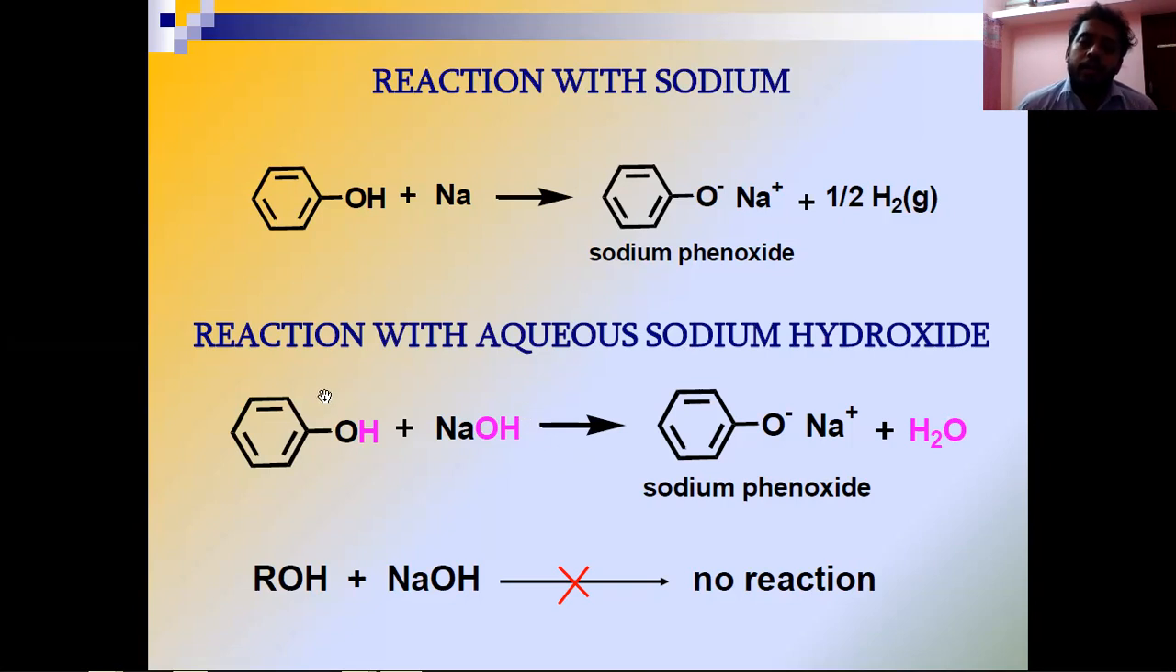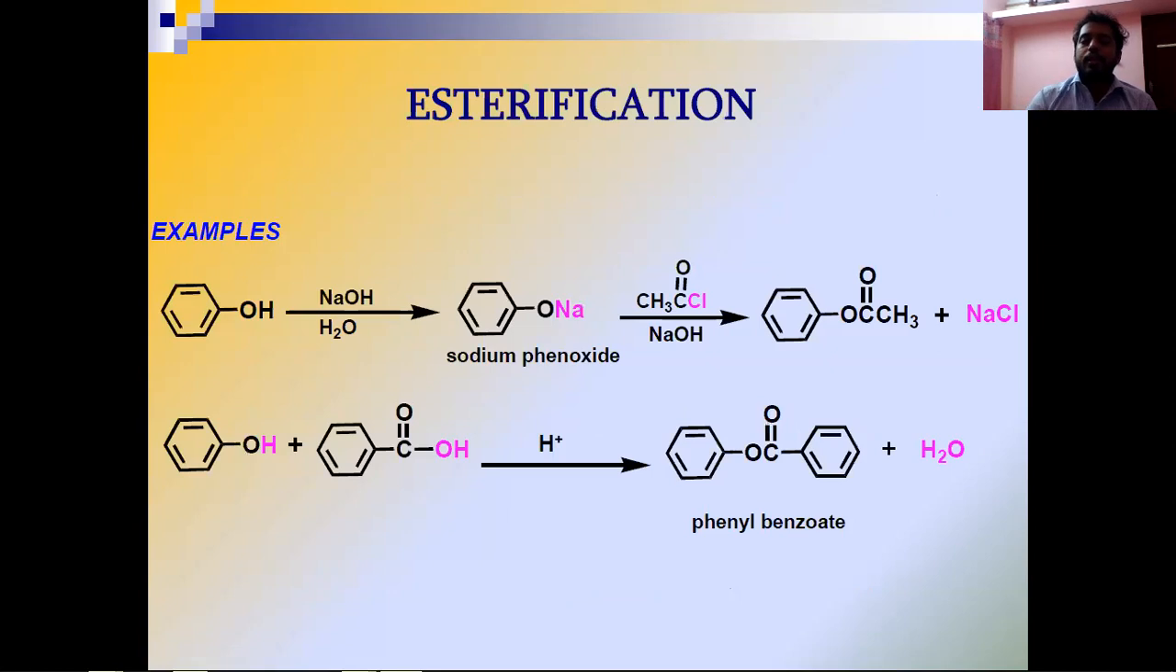Similarly, to illustrate further, phenols react with base, that is, acid reacts with base to form salt and water, an example of a neutralization reaction. Here also, phenol reacts with a strong base like sodium hydroxide to form sodium phenoxide and water. But this reaction is not exhibited by aliphatic alcohols. That is an important difference between aromatic alcohols and aliphatic alcohols.